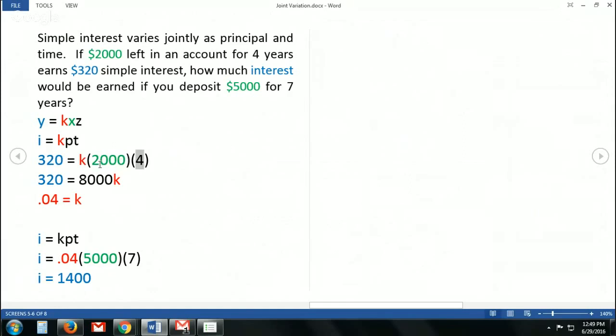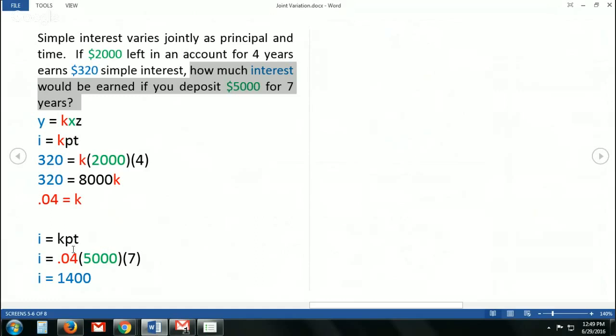4 times 2,000 gives me 8,000k. If we divide both sides, we find that k is 0.04. So this is 4% interest that we're working with when our k is 0.04. Now, our new scenario wants to know how much interest is earned if we deposit $5,000 for 7 years.